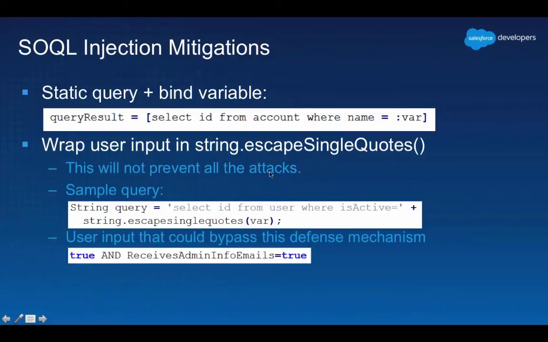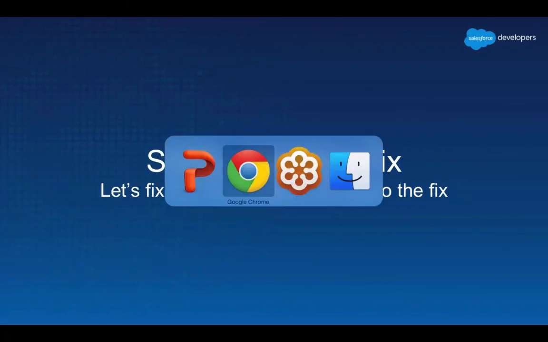Another way we can fix this particular issue is to use String.escapeSingleQuotes. What this does is it escapes the single quotes, so when you put it inside the string, it'll just accept it as data instead of part of the query structure. However, this won't prevent all attacks. Let's say we have a query that selects Id from User where the user is active, and you escape the single quotes of the variable. However, if you put in true and receive admin info, then it will return not only active users, but also ones that receive admin emails. So now let's fix it.